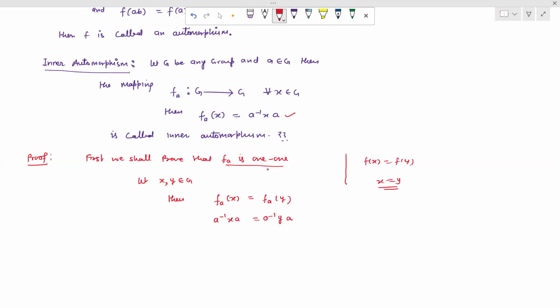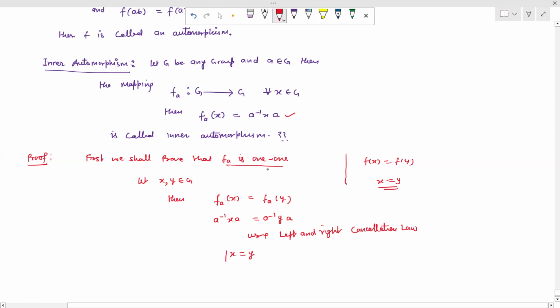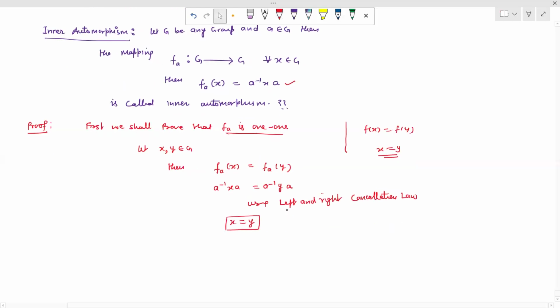Now we use the left and right cancellation law. So we can write x is equal to y. So when x equals y, this shows that it maps to only a single element. So we can say that f_a is 1-1.